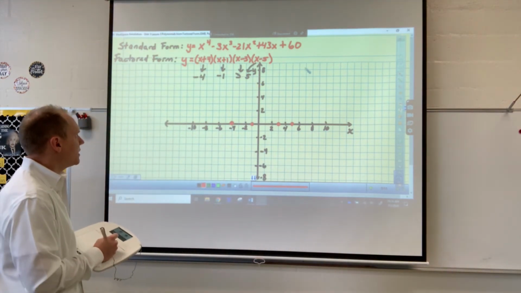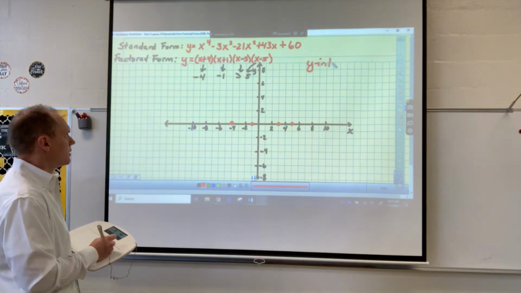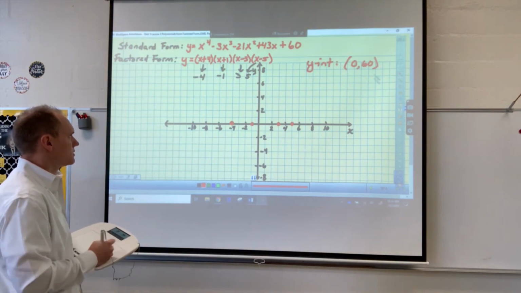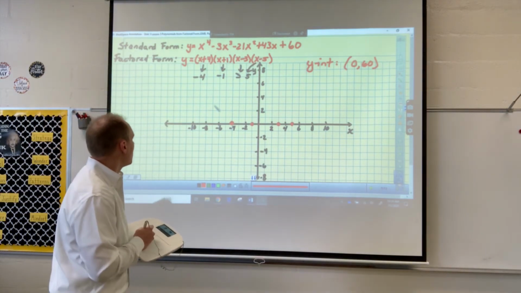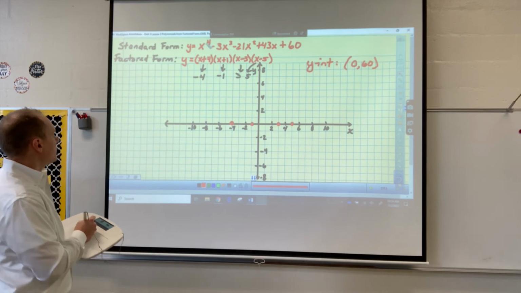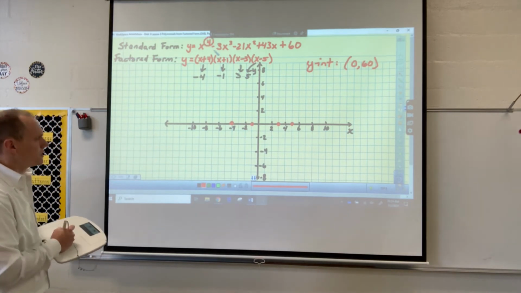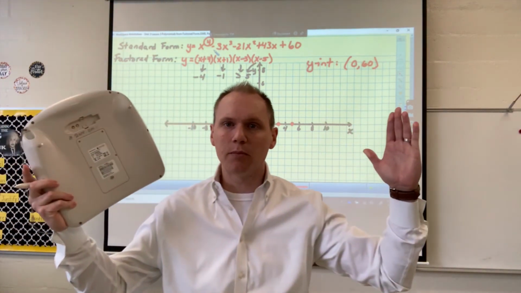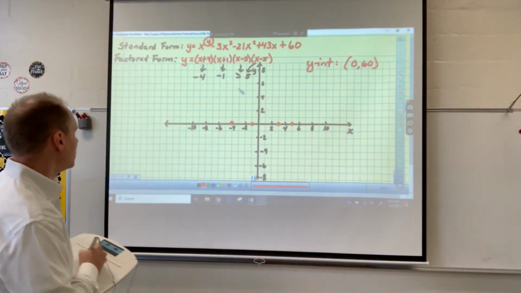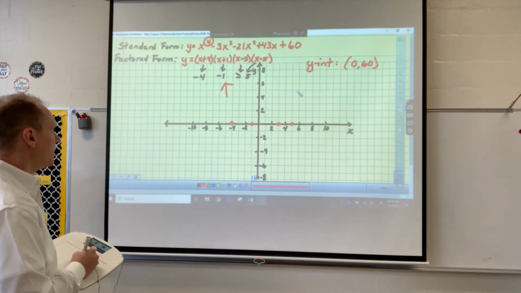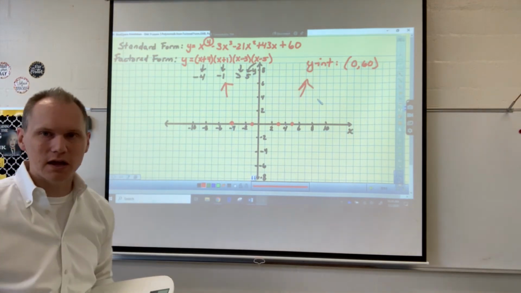We've at least identified that the y-intercept is (0, 60), that point way up there. Okay, so let's go ahead and plot this. If we think about our end behavior, this is an even degree and a positive number out in front. So that means we're going to be in that case that's up and up. So when we finish going through these zeros, we're going to end up going up and up. We know that that's the case.